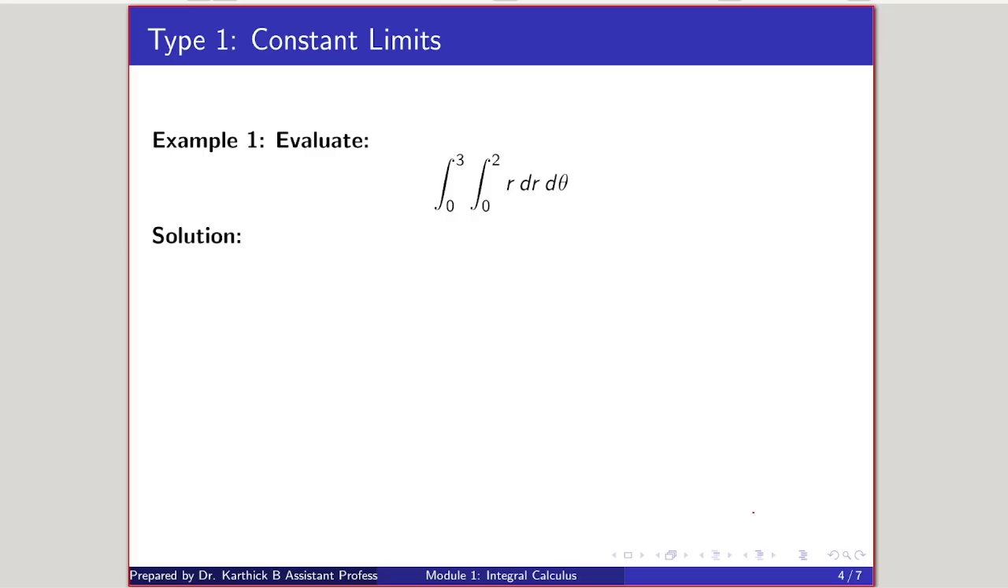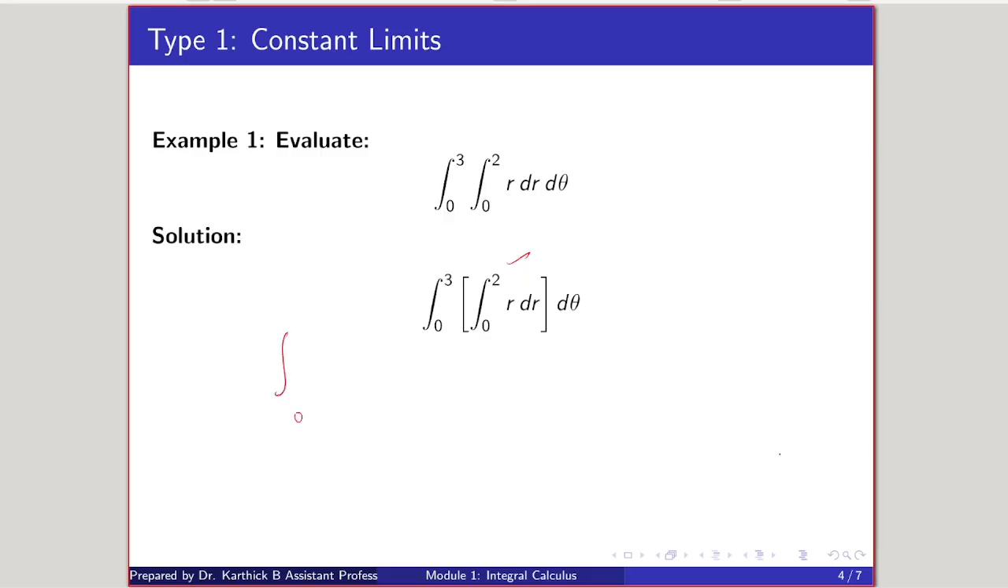Let's start the problem. As in Cartesian coordinates, we will discuss two types. One is constant limits. Constant limits means the limits have only constant values. So here it is the same thing. Of course, it is similar to that. Here the variables are r and theta. So what we will do? Simply, I will evaluate the inner integral first.